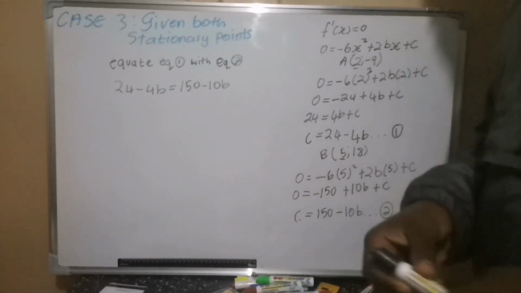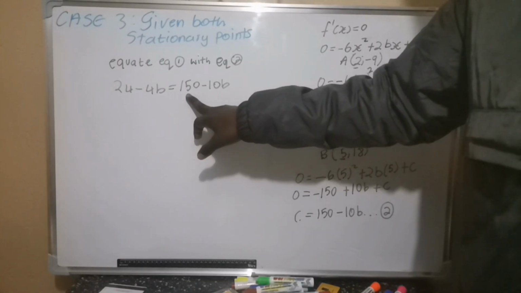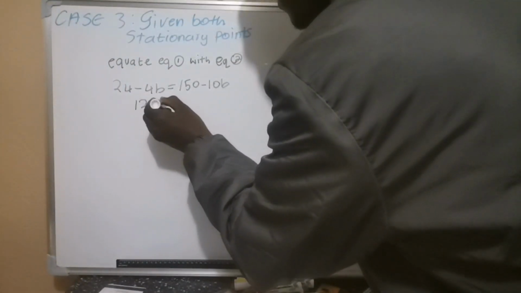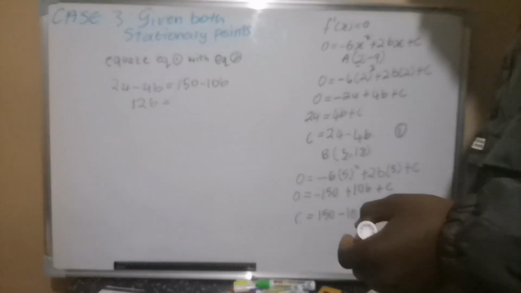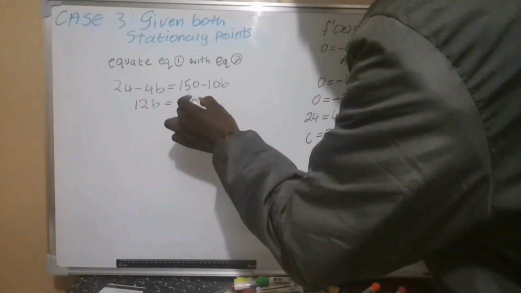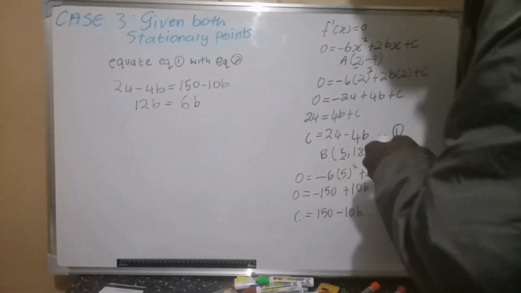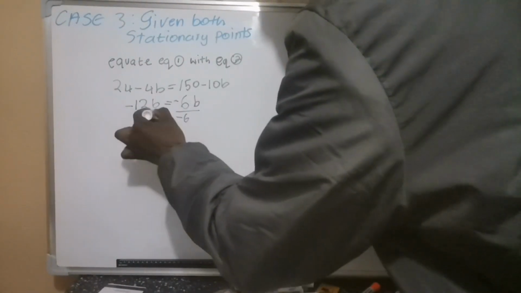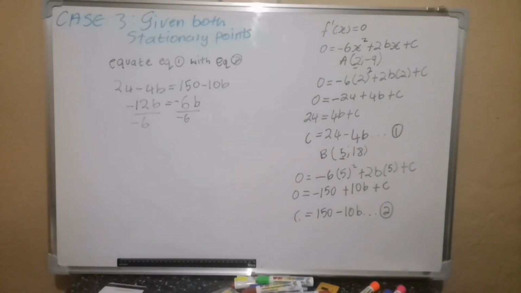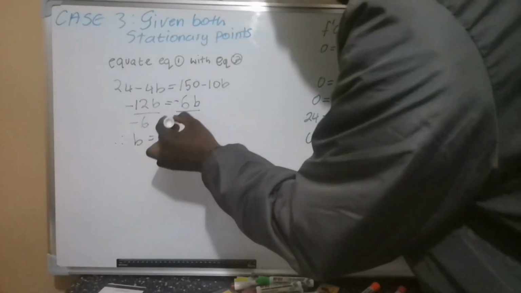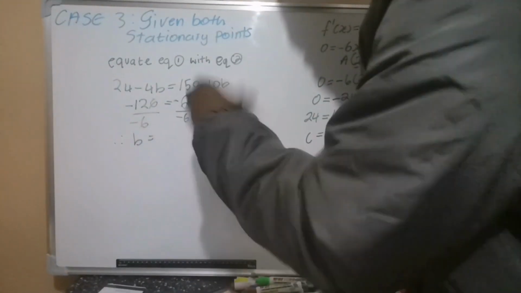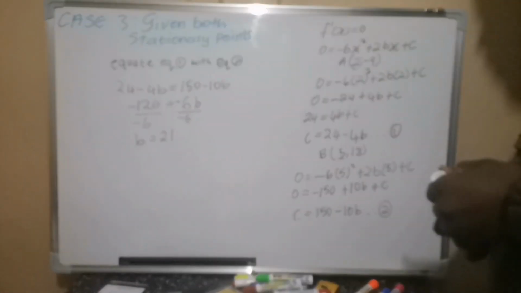So it's 24 minus 150. Yeah, it's negative 126, equal to negative 10b plus 4b, which is negative 6b. You divide both sides by negative 6, then our b is equal to 21. So divide 126, guys. Then our b is equal to 21. Then you found your b.